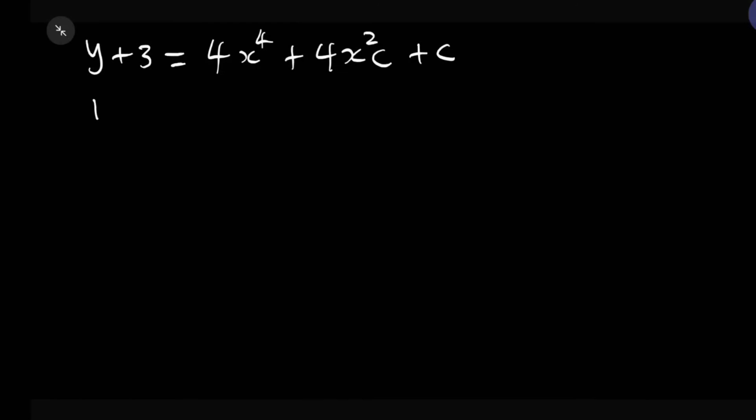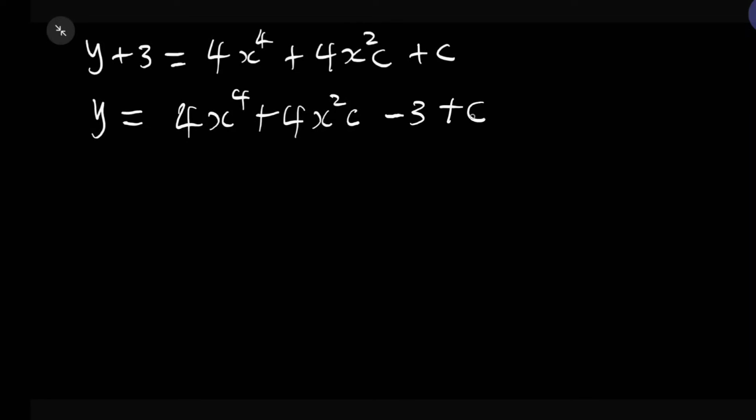we have y plus 3 equals 4x raised to power 4 plus 4x raised to power 2c plus c. And to have our value for y, we subtract 3 from both sides. We have y equals 4x raised to power 4 plus 4x squared c minus 3 plus c.